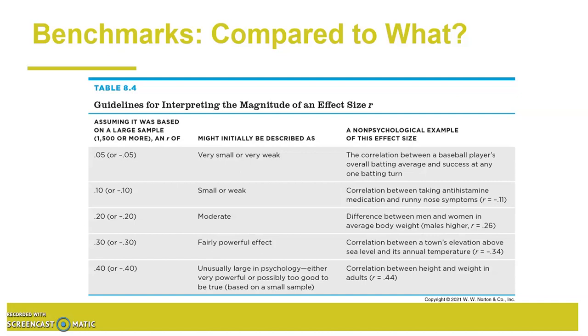When you're dealing with humans, data is often pretty messy, and so you're rarely going to see scatter plots that are really tightly clustered around a line. But yeah, this is just kind of some benchmarks that you can refer to for how strong a correlation is.